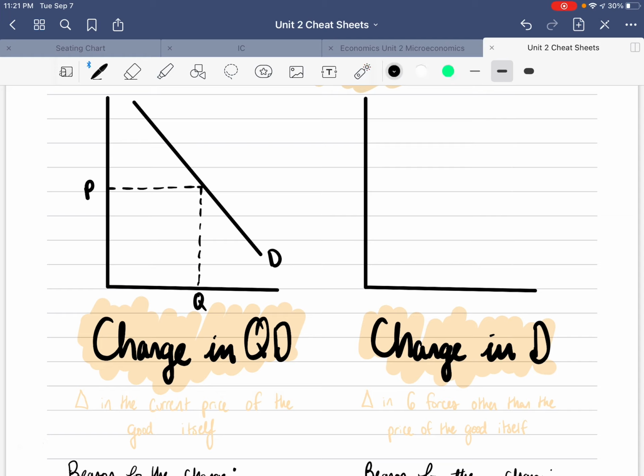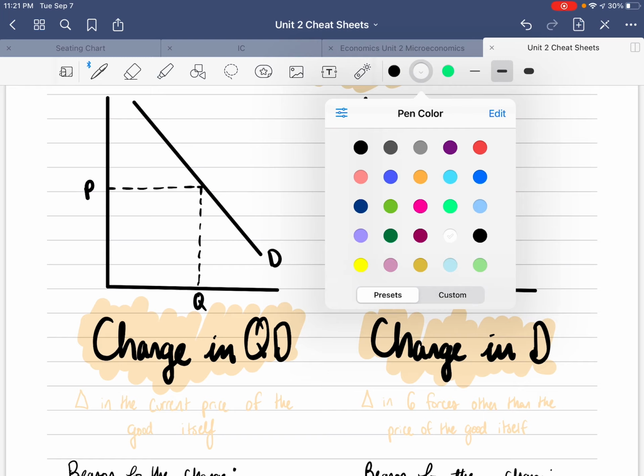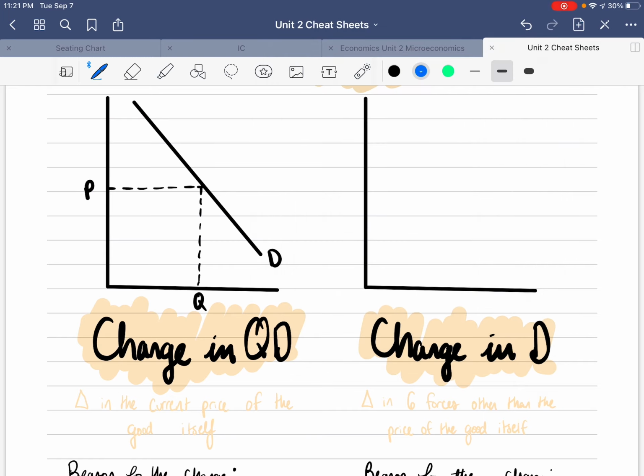So I'm going to do the first one in blue. Let me change my pen to blue. If the price goes up, let's say the price of tacos goes up. Here's the original price, and we need to make that price go up. We're going to set a price above. We're going to label it a new price, P1. And from that price, we're going to go over and we're going to go down. We hit that demand curve. And where we hit that demand curve and go down, that is our new quantity one.